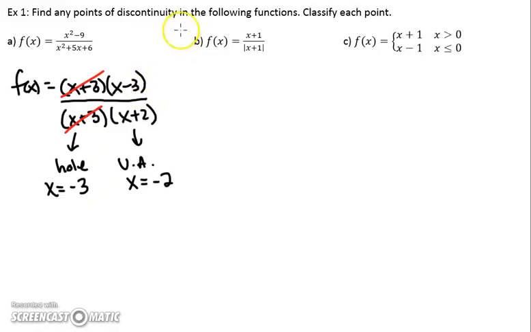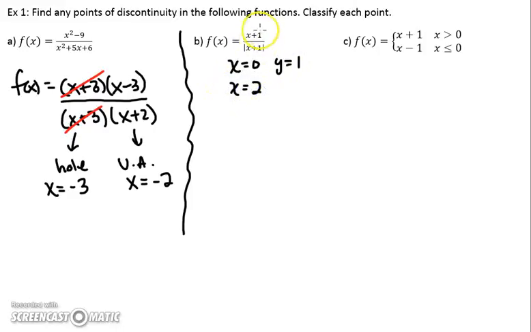In order to see what's going on with this one, we have to think about what the graph would look like. If I take an x value, let's say x equals 0, the numerator is 1, the denominator is 1, so my y value is going to be 1. If I take x equals 2, the numerator is 3, the denominator is 3, so 3 divided by 3, my y value is going to be not 3, but 1.